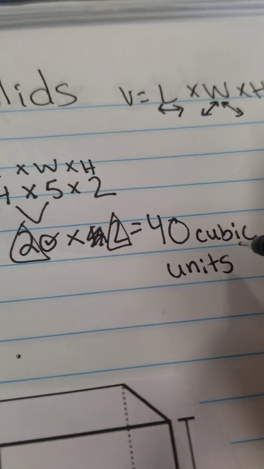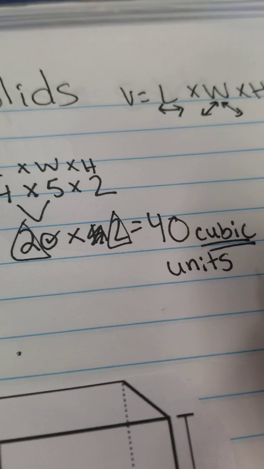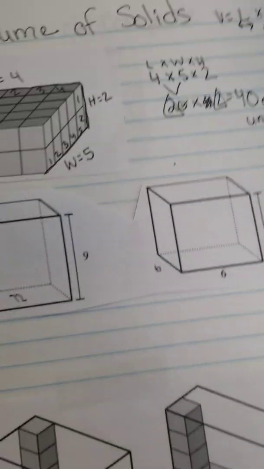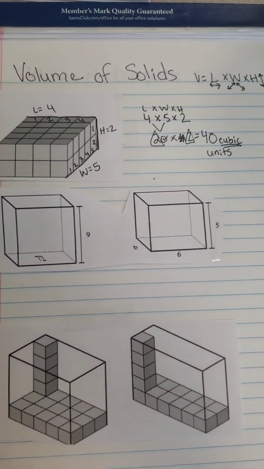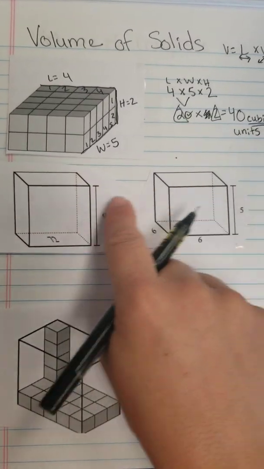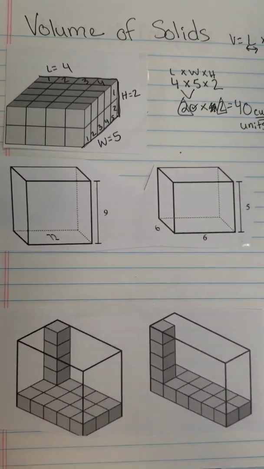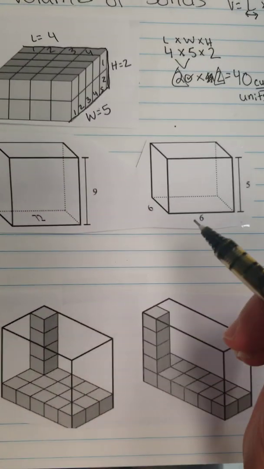And whenever we do volume, we always say cubic. Kind of like when we do area, we always say squared. For volume, it's cubic. Next, we're going to look at these shapes. These don't have cubes to count. They already have the sides labeled for you.